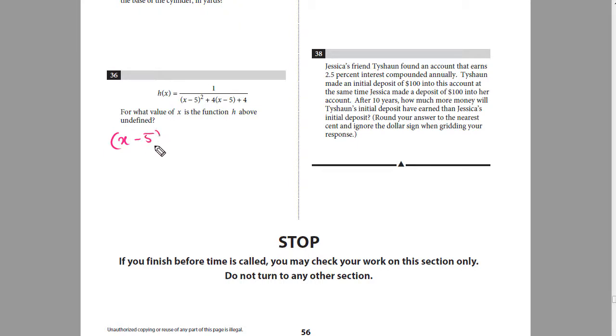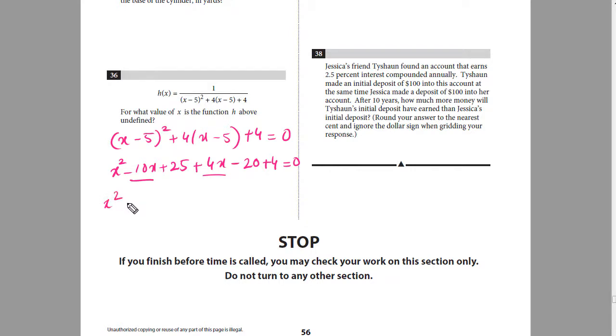So (x minus 5) whole squared plus 4 times (x minus 5) plus 4 is equal to 0. Now I'll just solve it. This will be x squared minus 2 times x times 5, that will be 10x, plus 5 squared, that will be 25, plus 4x minus 20 plus 4 equal to 0. Now this is negative 10x, this is positive 4x, so x squared minus 6x, 25 minus 20 is 5, and 5 plus 4 is 9, plus 9 is equal to 0.